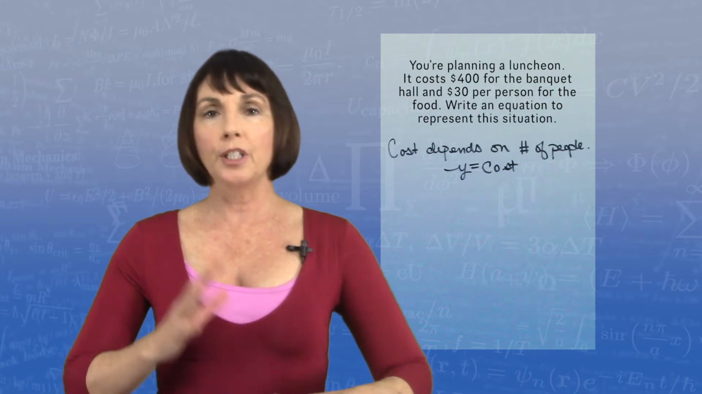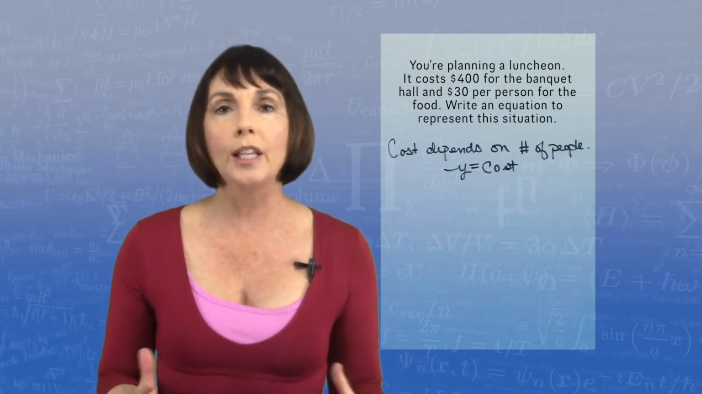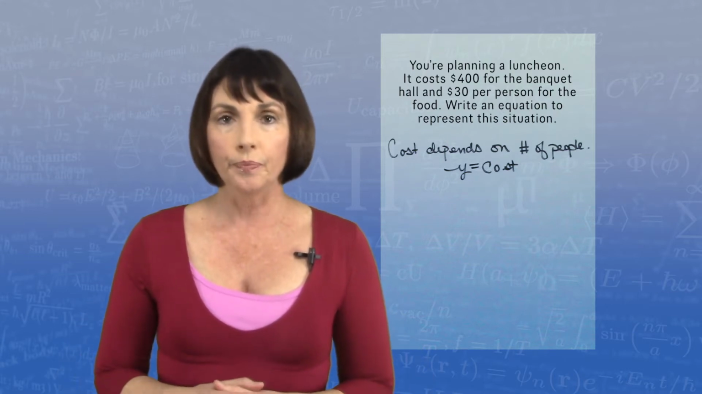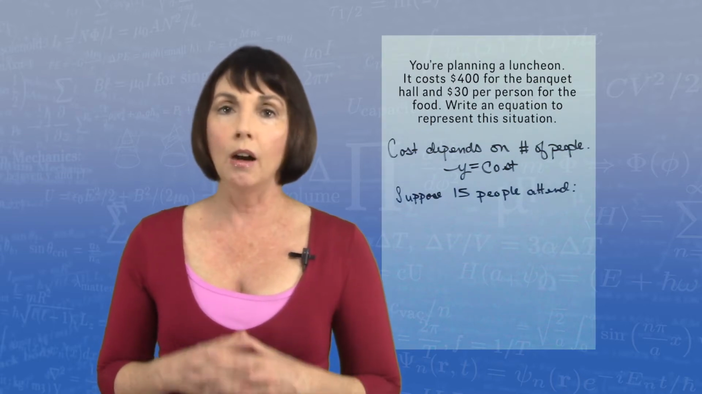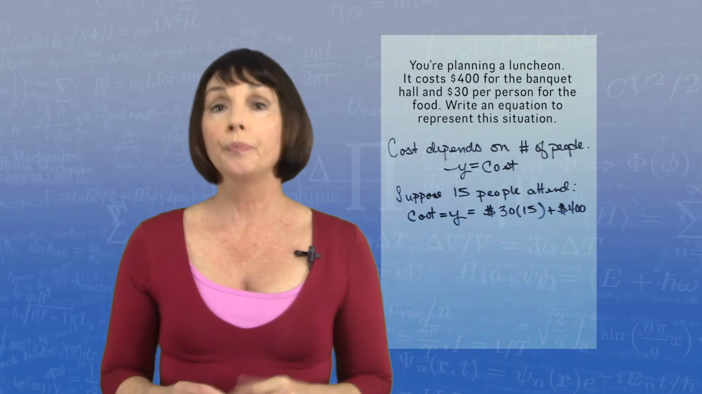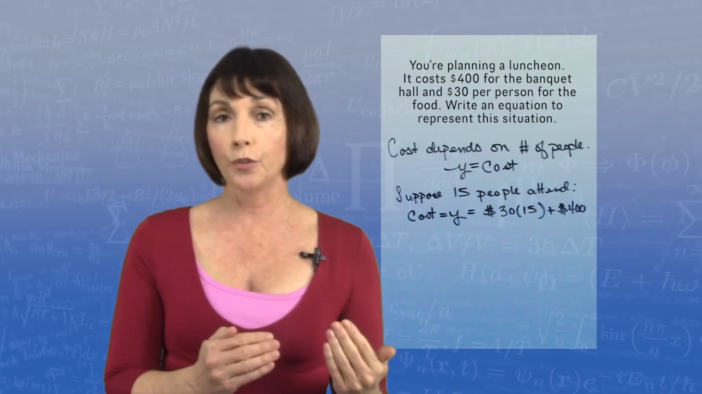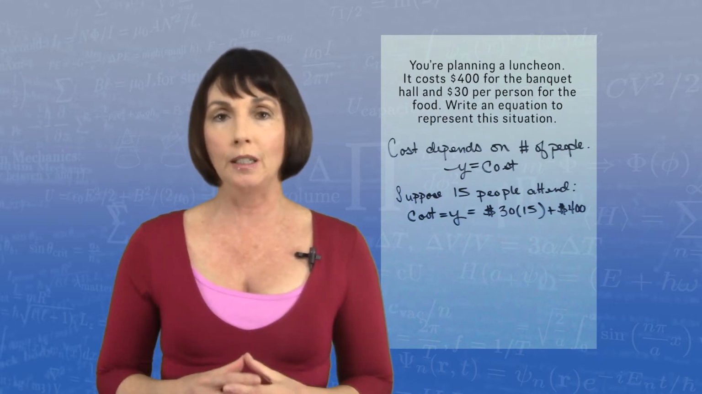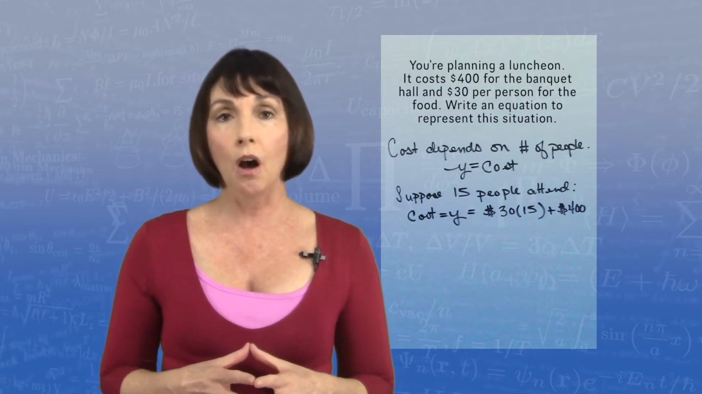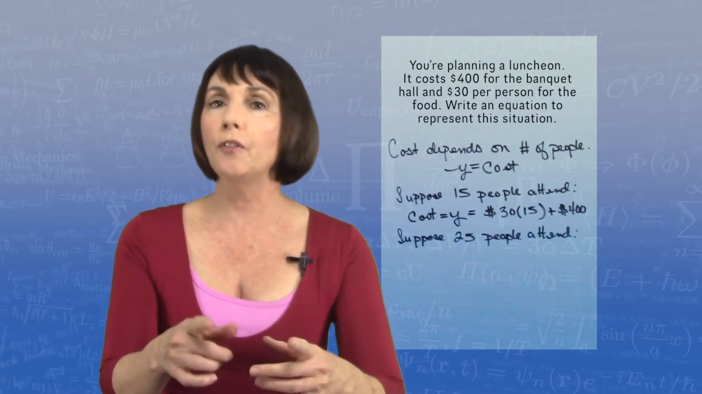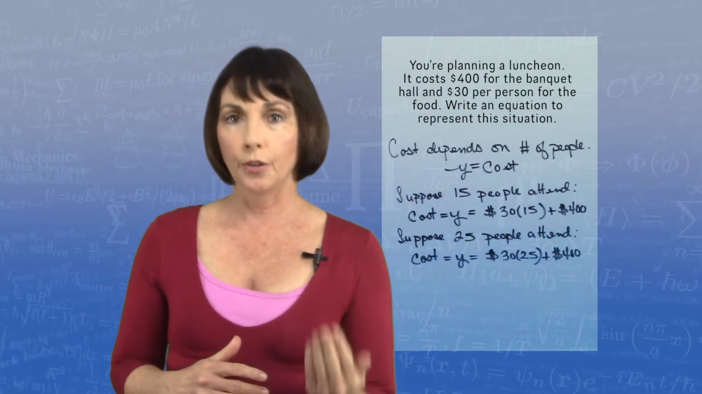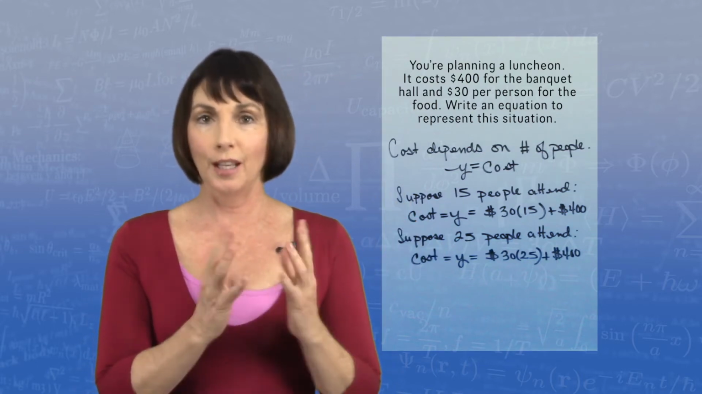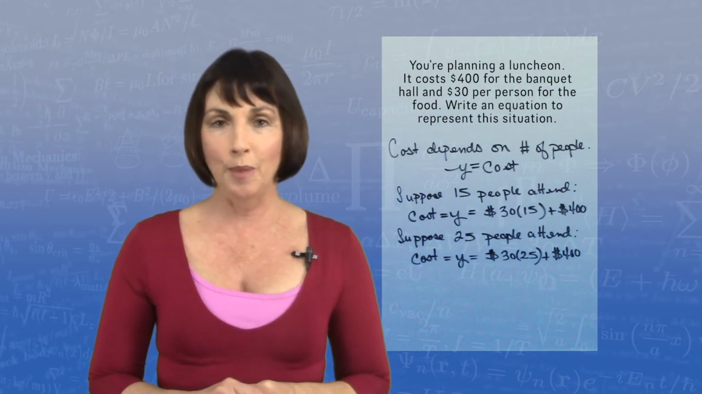Now, before we just try to jump in and create an equation, let's just think it through. How much would it cost if 15 people attended? Well, our cost y would be equal to the $30 it costs for food times the number of people, 15, plus the $400 for the hall. Okay, what if 25 people attended? Then our cost y would equal $30 times 25, that's the food, plus the $400 for the banquet hall.